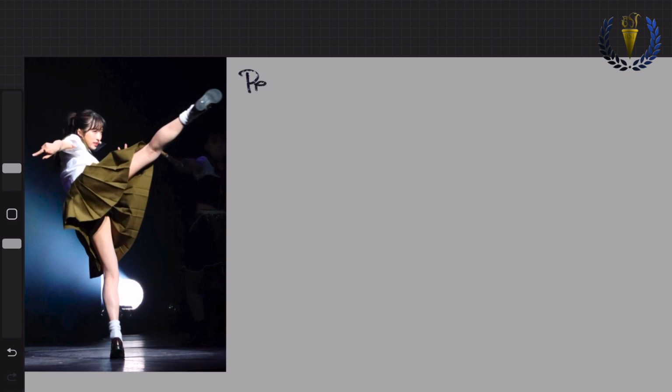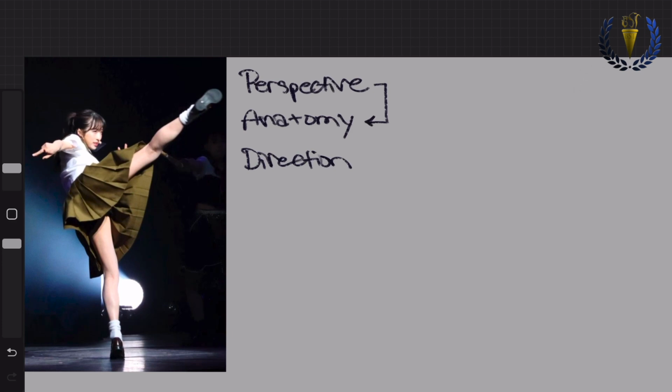Perspective is the angle at which we are seeing the subject, which, when it is distorted, will affect the anatomy. And the anatomy is the structure of the body, so proportion, size, distance. And finally, there's direction, which is the way the subject's face and body are moving in a given pose.